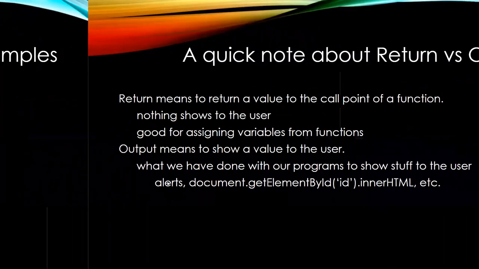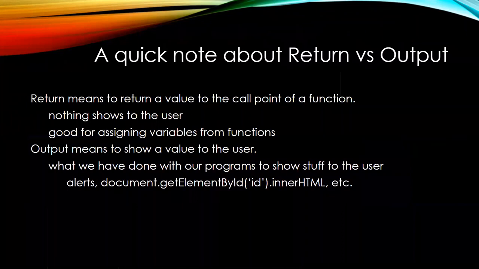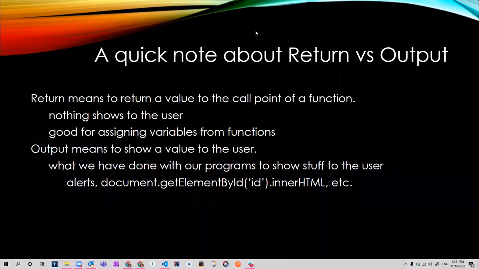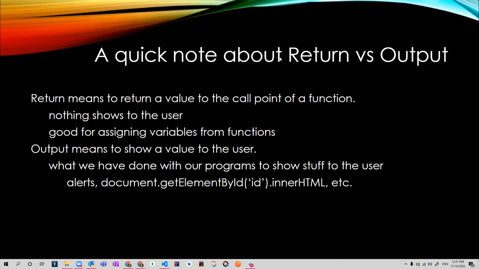All right. Quick note about return and output, and then I'll let you guys go. Return means to return a value to the call point of a function. Okay, we looked at that. I said var Birch family average height equals, and then I called the average function with those pieces of data. It doesn't show anything to the user, and it's good for assigning variables from functions, which is what we did with the Birch family average height.